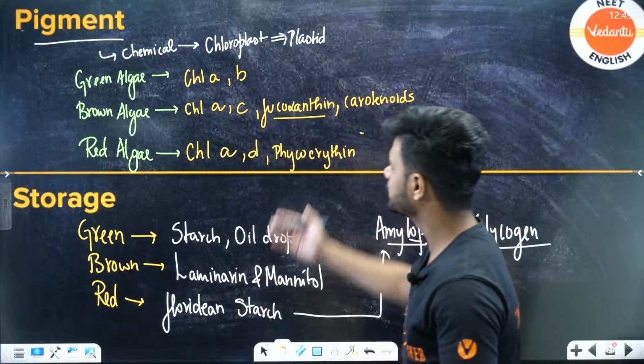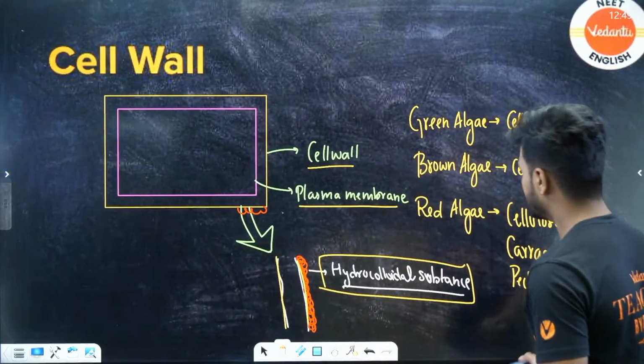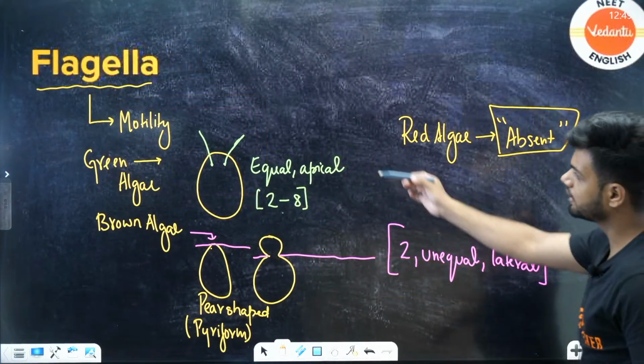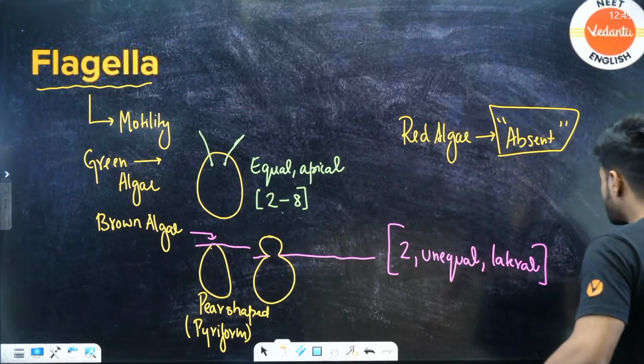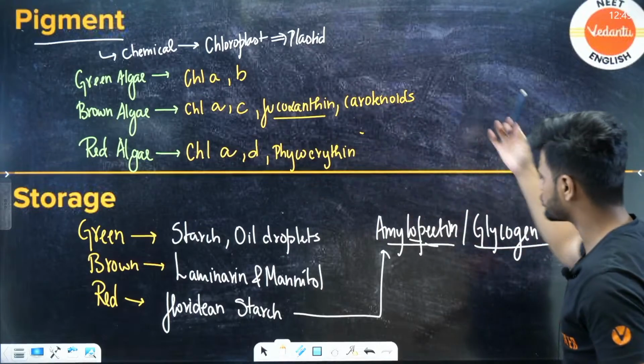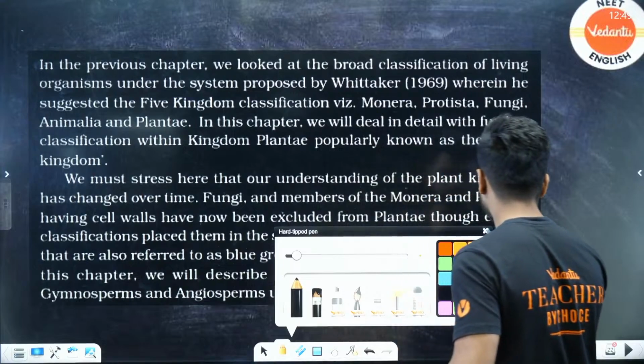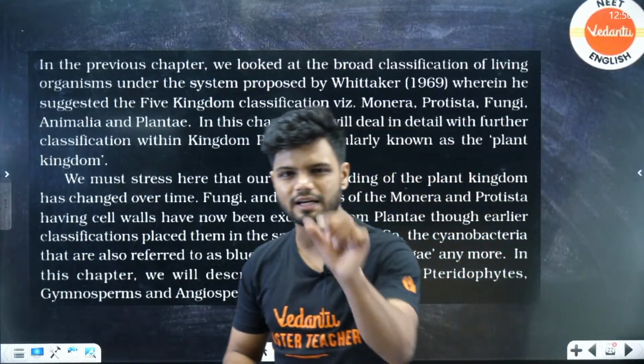So any doubt here, ask me. Pigment is done. We did first cell wall, we did green, brown, red. Then we did about your flagella in the case of green, brown, red. Then we did about your pigment and storage in your entire thing. Now let's look at few NCERT lines if we did not miss out anything. Let's read the NCERT few lines here.